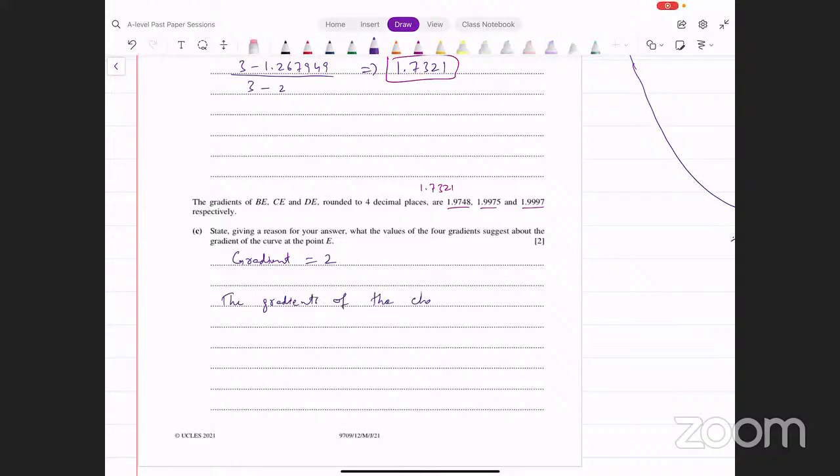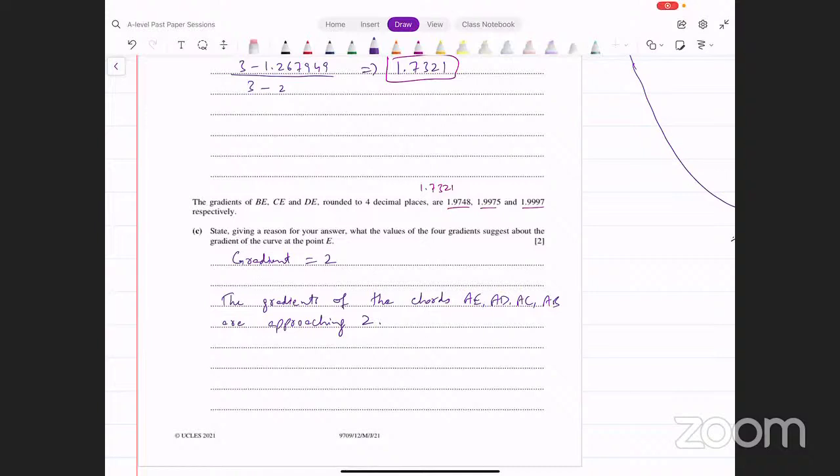of the chords AE, AD, AC, AB, and so on are approaching 2. ठीक है? So that's what is going to be.